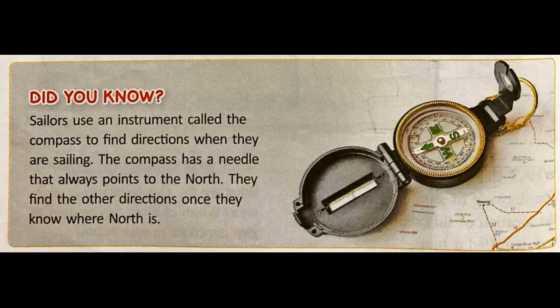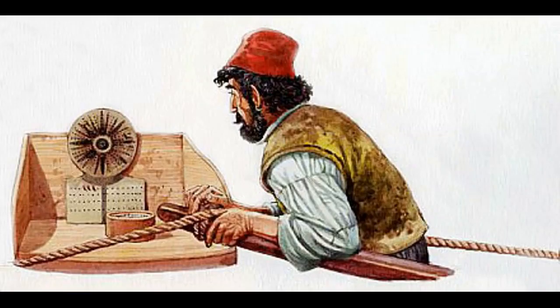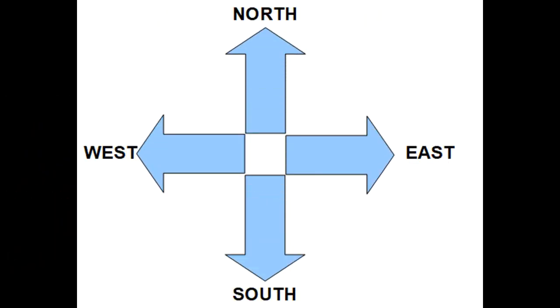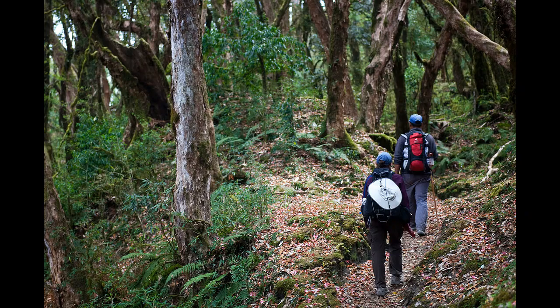Did you know? Sailors use an instrument called the compass to find directions when they are sailing. The compass has a needle that always points to the north. They find the other directions once they know where north is. So Slaters, the compass rose was used in earlier times by sailors to find directions. Once they located the north direction, other directions were easy to locate too. Compass rose is also a useful tool for many wildlife explorers who wander around the world in different forests.